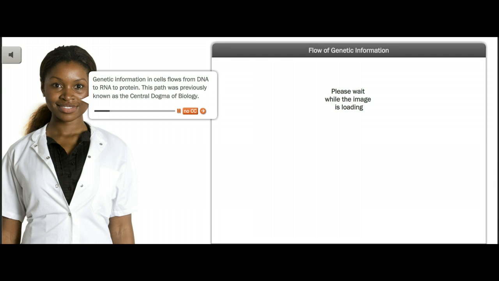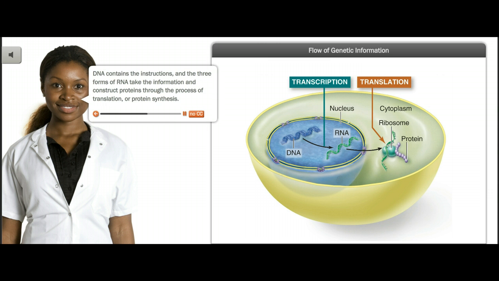Genetic information in cells flows from DNA to RNA to protein. This path was previously known as the central dogma of biology. DNA contains the instructions, and the 3 forms of RNA take the information and construct proteins through the process of translation, or protein synthesis.